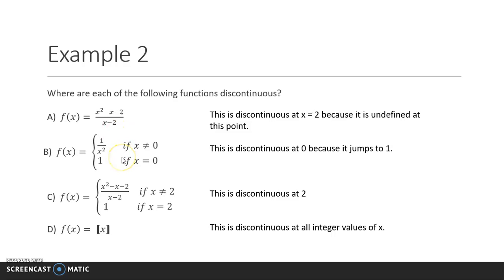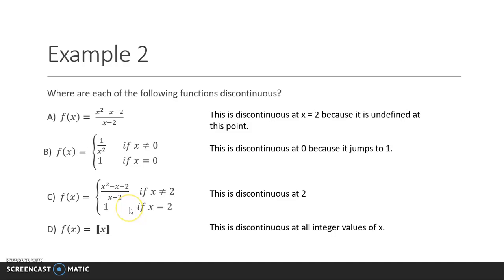In part B, it's discontinuous at 0 because if I put in a 0 here, it's undefined. If I put a 0 in here, I get 1. So it's going to jump to the value of 1, and leading up to 1 from the negative side and the positive side, this will not fill the hole there. At 1, it's going to an infinite discontinuity. So at 0, it's going to have a problem.